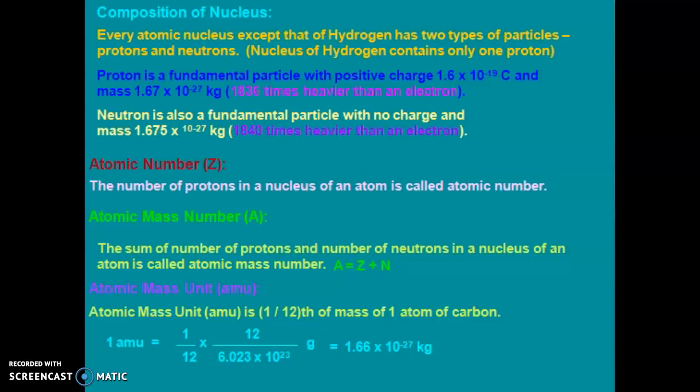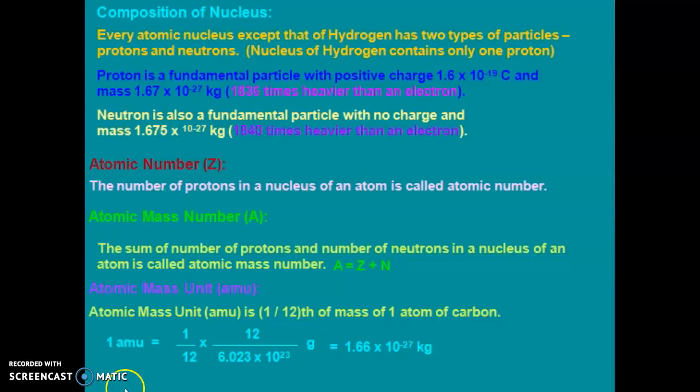So with this we are now able to read about the composition of nucleus. I will tell you now about the composition of nucleus. We are now familiar with this: the nucleus is a very small portion inside the atom where protons and neutrons are present, and electrons revolve around the nucleus in fixed orbitals of fixed energy. These assumptions were given by the Bohr atomic model.